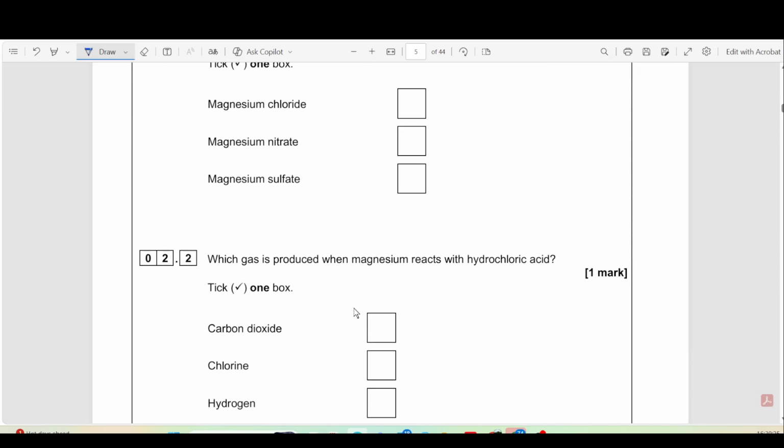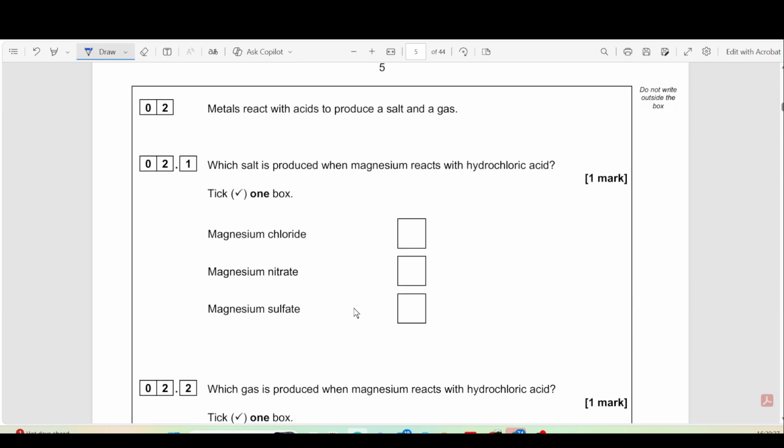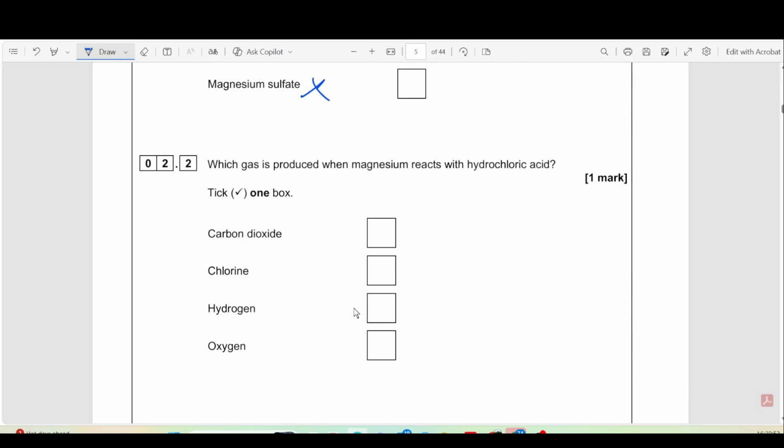Okay, next question is this. Metal reacts with acid to produce a salt and a gas. Which salt is produced when magnesium reacts with hydrochloric acid? Because magnesium is reacting with hydrochloric acid, it will produce magnesium chloride because it has chloric acid, right? There is no nitrate, so this is not possible. There is no sulfate, so this is not. So the correct option is first.